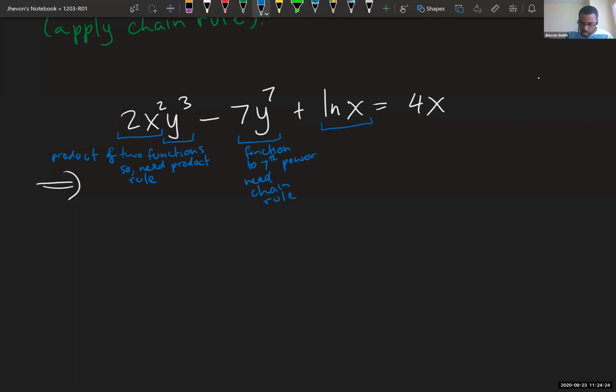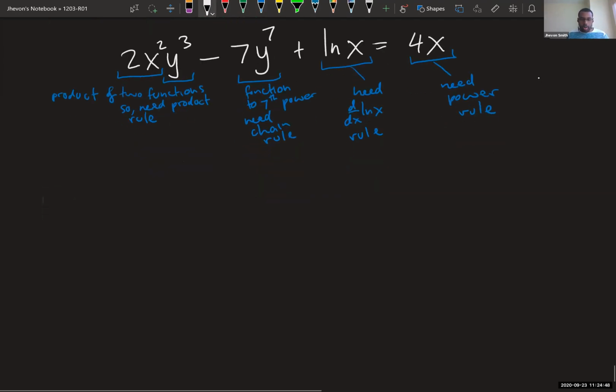For this one, you need the d dx of ln x rule. For this one, you need power rule. So you just go through and do things how you normally do it. The only difference is that when you're differentiating a y term, you have to multiply by y prime.